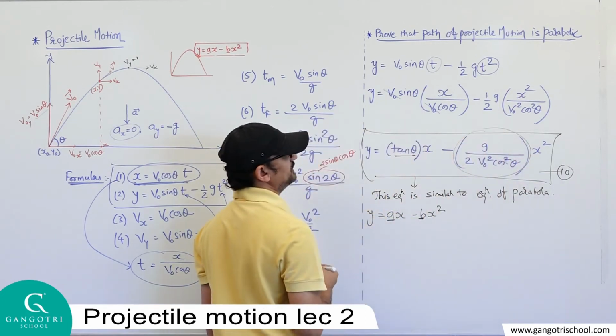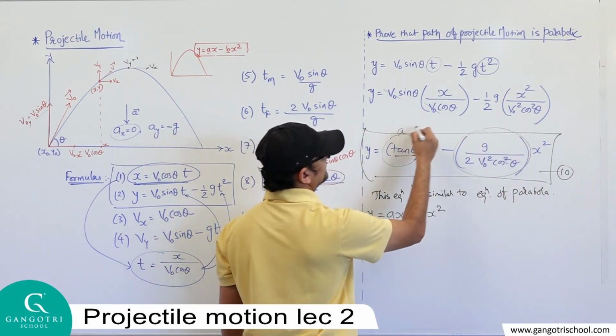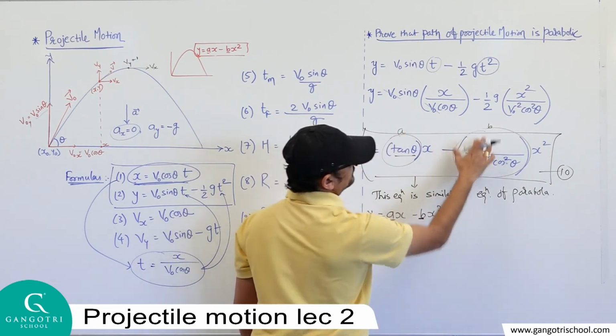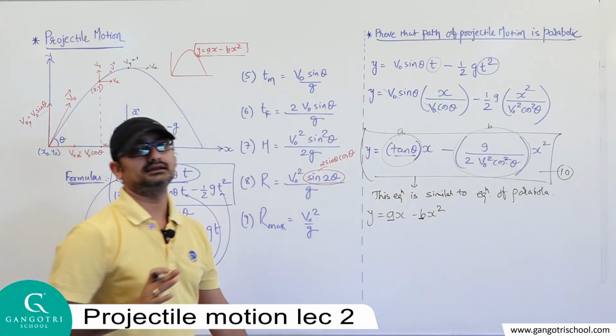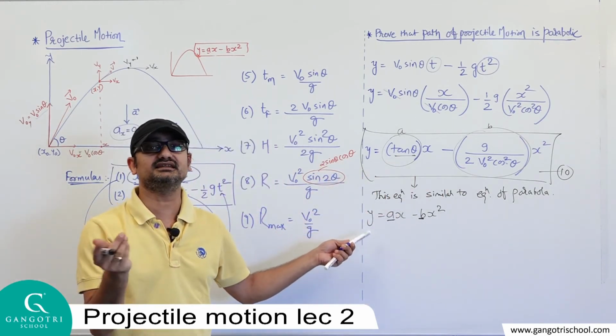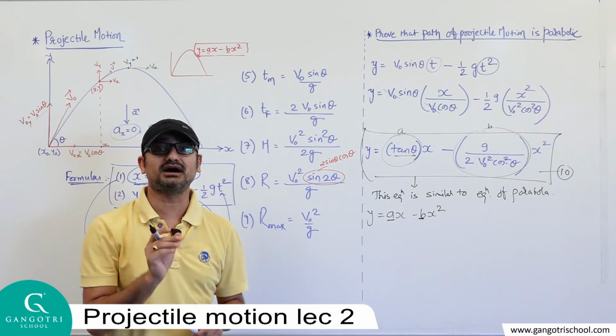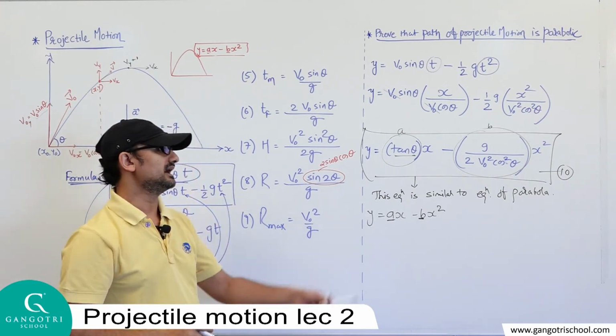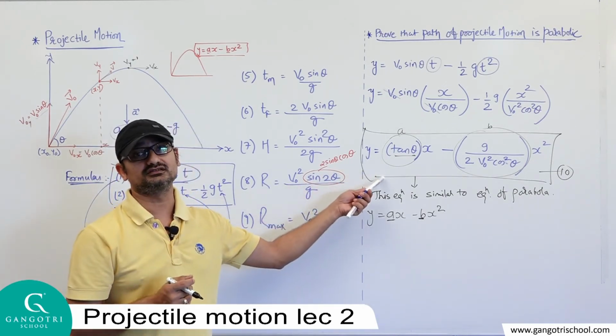this entire bracket is considered as b and this bracket is considered as a. So ax minus bx square. So finally this equation is similar to the equation of a parabola. Hence we can say that the projectile motion's path is a parabolic path, remember. And you should also remember this equation.